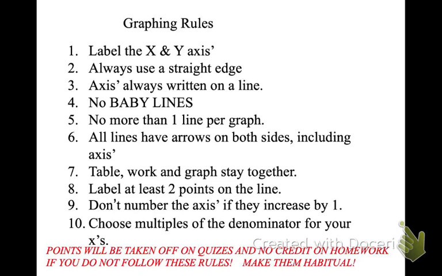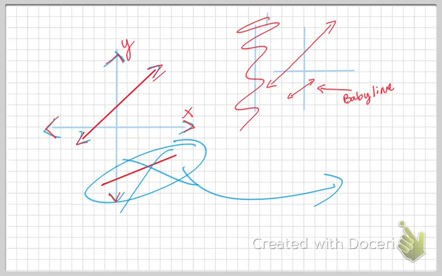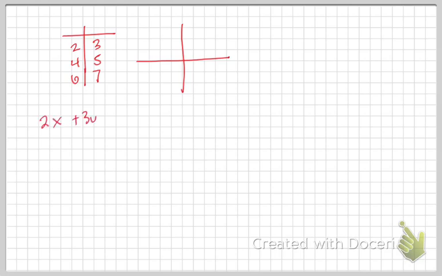Number seven, the table, the work, and the graph have to be together. So, meaning, I don't want you to put all the graphs on one page and then put all the tables on another page. I want to see the work, the table, and then the graph. Let's say you're going from 2x plus 3y equals 5. I want to see any work: minus 2x, 3y equals negative 2x plus 5.